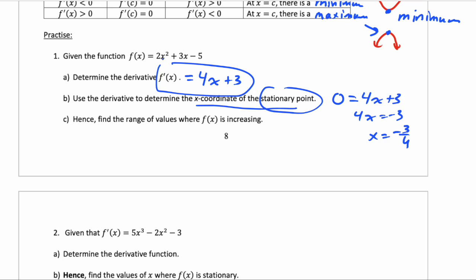We know it is a parabola that is pointing up, because the a value is positive, and the x value there is negative 3/4. So when is it increasing? It's increasing when x is greater than negative 3/4.